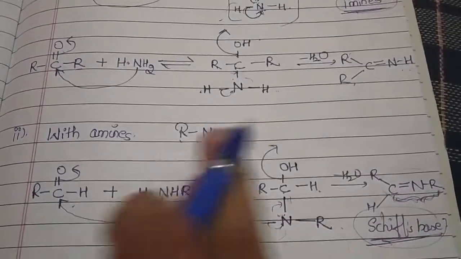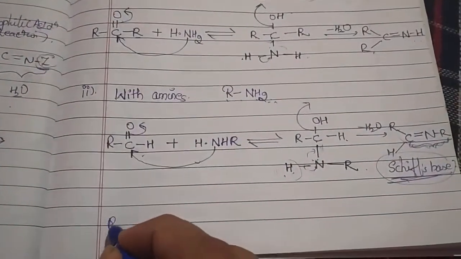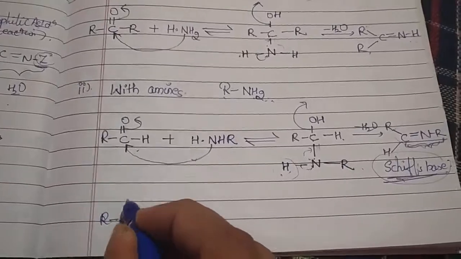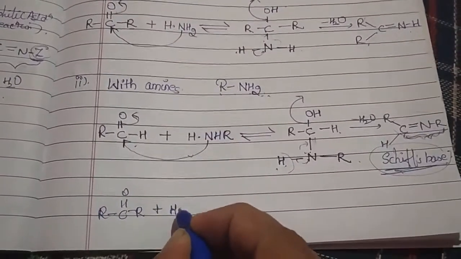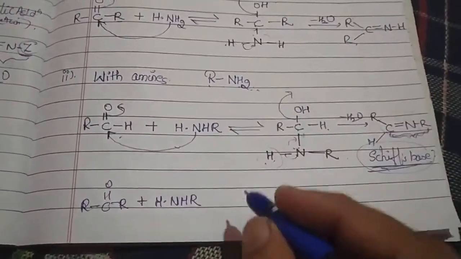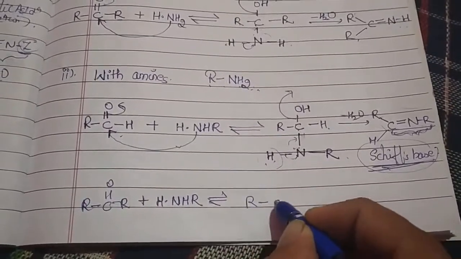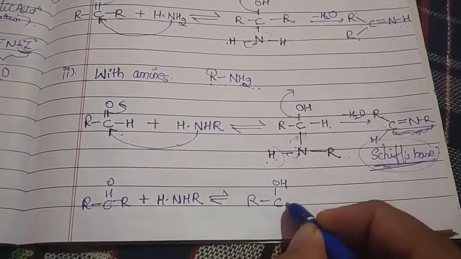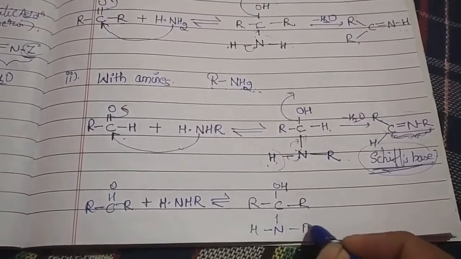Remember, with amines. If I go further, let me take my ketones, R C double bond O and R, with the amine H N H R. So it is an equilibrium. First we get RCOH and R, and here you have N, H and R.